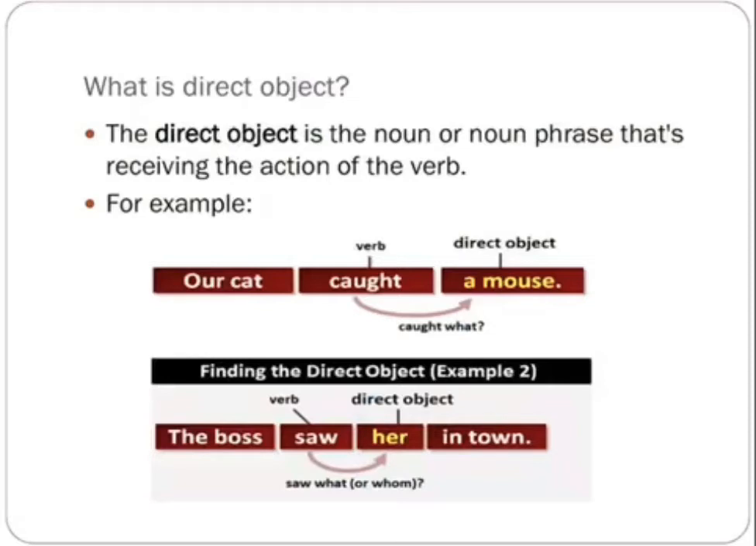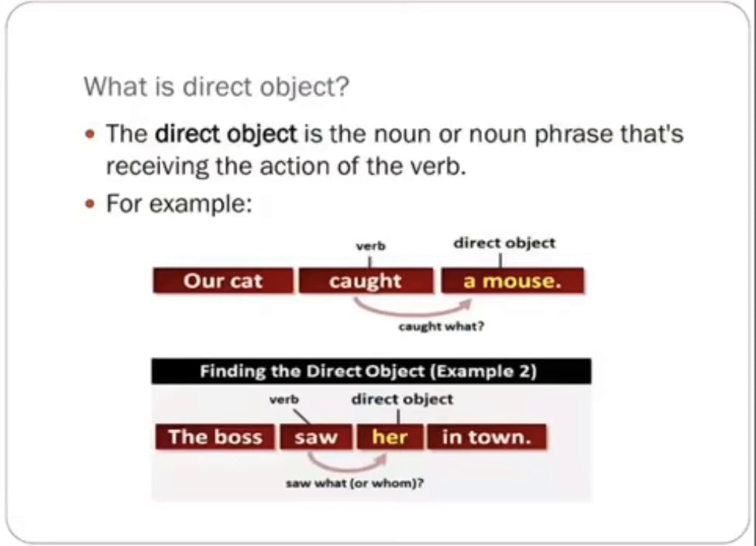So now let's discuss the direct object. The direct object is the noun or noun phrase that receives the action from the verb. Direct objects are those that receive the action directly from the subject. For example, our cat caught a mouse. Here, our cat is the subject, caught is the verb, and a mouse is the direct object. The direct object is always written with the verb.